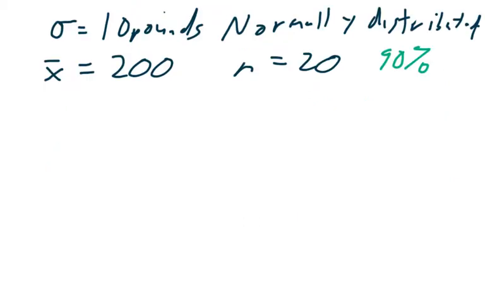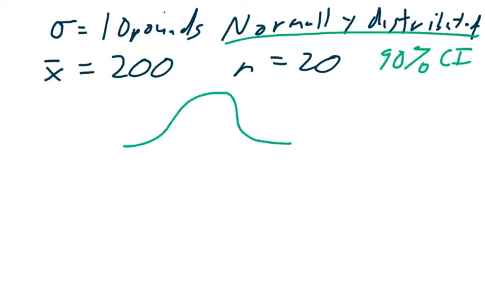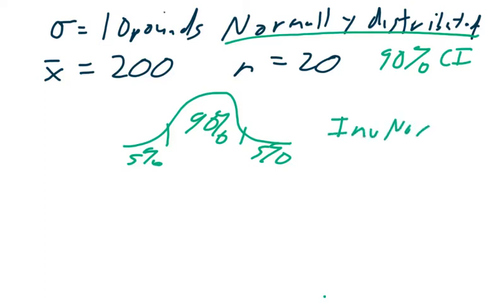Alright, let's say that sigma is 10 pounds and we're doing something that is normally distributed. So we don't have to worry about the central limit theorem because they already told us it's normally distributed. And this time we want a 90% confidence interval. If we want the middle 90%, we want 5% over here and 5% over here so that we can get our middle 90%. So when I do inverse norm of either 0.05 or 0.95, I get the Z star that we need, and that turns out to be 1.644.